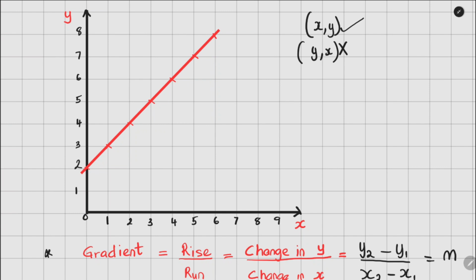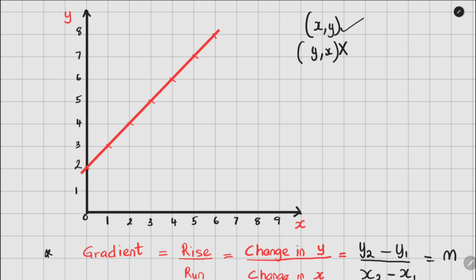Let me take that again. The gradient is just the rise of a line divided by its run. It's the relationship between the change along the y-axis and the change along the x-axis. So before you can find the gradient of any line at all, you need to have two pairs of coordinates.